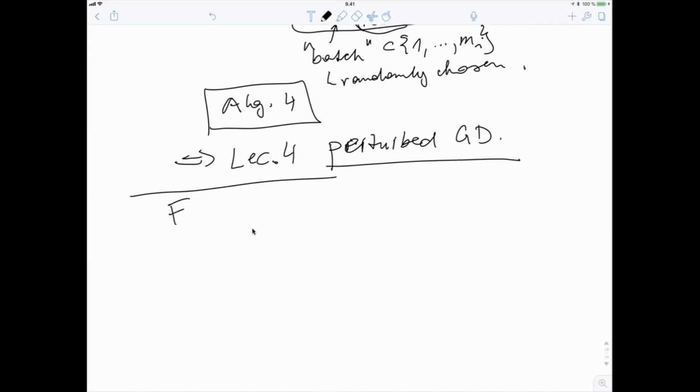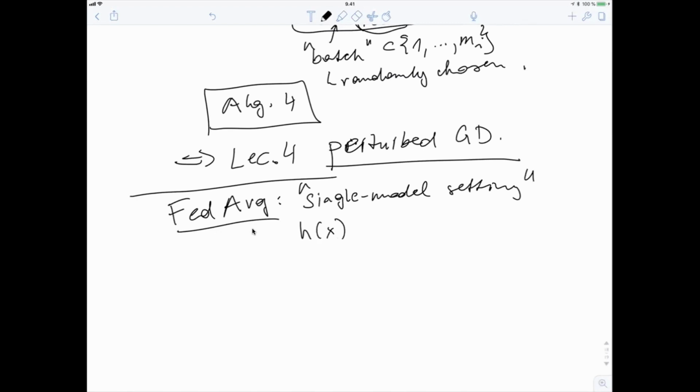called federated averaging from a stochastic, from a gradient descent perspective. So this algorithm is called federated averaging, and in its original formulation, federated averaging is used to learn a single model, or this algorithm is used in a single model setting. So we want to learn a linear model again. So we focus on linear models, or the parameter vectors, parameters of the linear model.